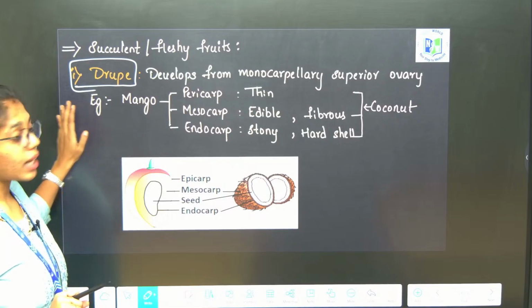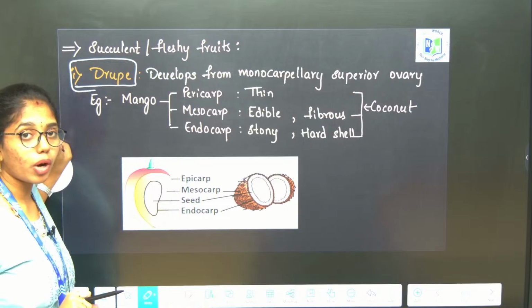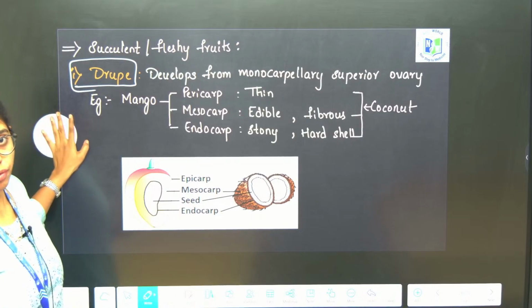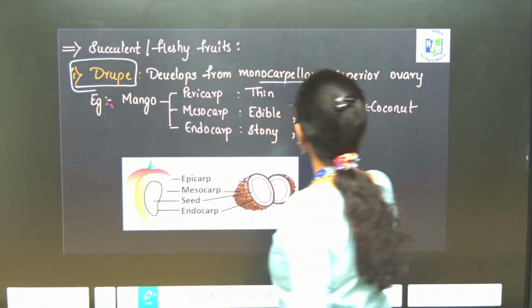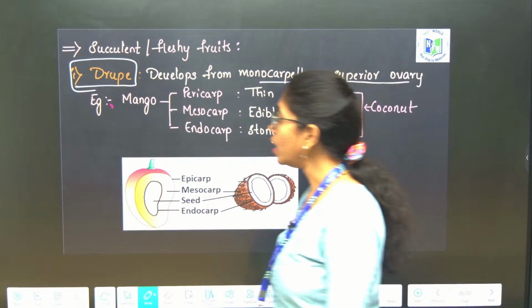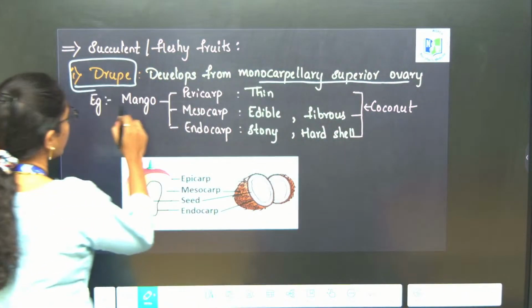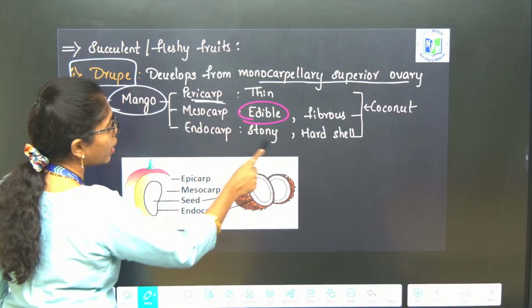Okay, and what are the examples for that particular type of fruit. These are the 2 points that you have to remember for each type of fruit. If you consider drupe, this develops from what? Monocarpellary superior ovary. Okay, monocarpellary superior ovary. And here in mango if you take, the pericarp is thin, mesocarp is edible, endocarp is stony.